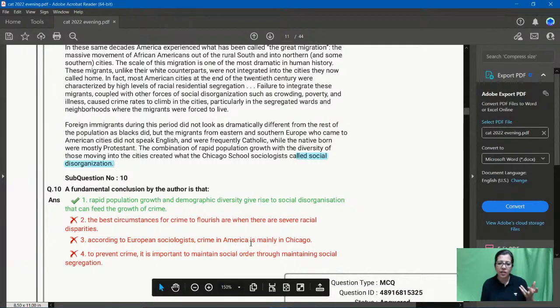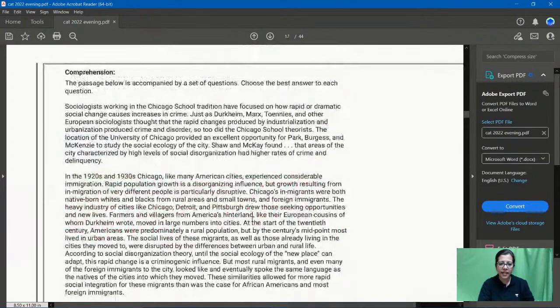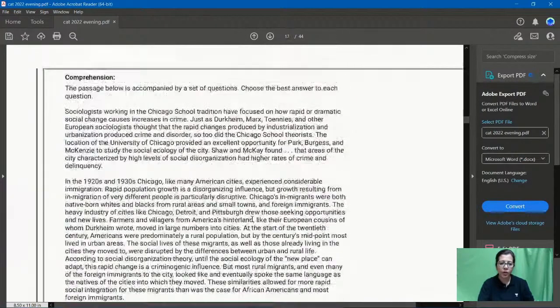But social disorganization was the key thing. Rapid population growth and demographic diversity give rise to disorganization and crime increases. That is what the conclusion is. So questions 9 and 10, very, very doable. I go down to question 11 now.